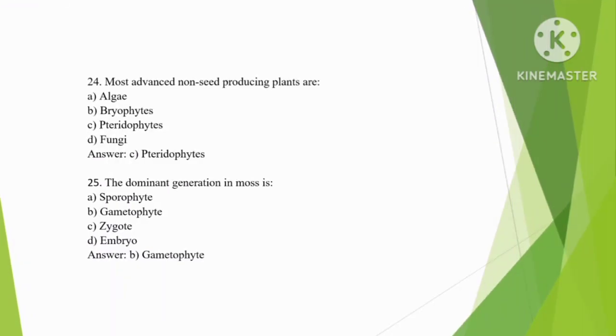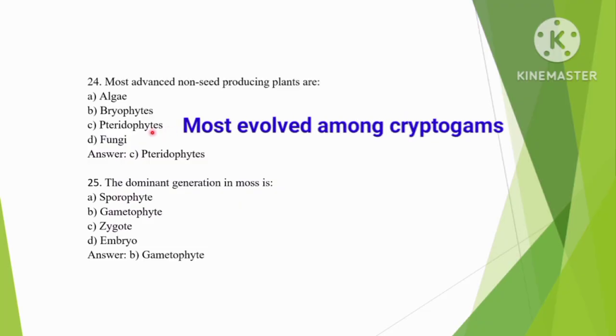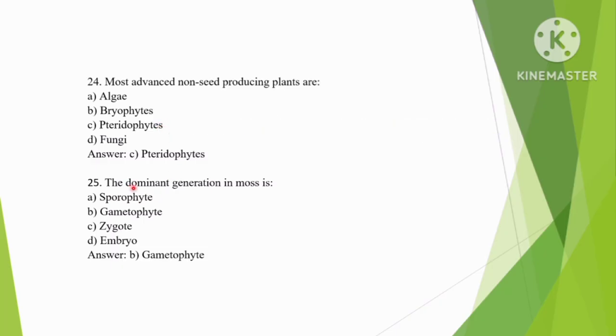Now, question number 24. Most advanced non-seed producing plants are. Right answer is option C, pteridophytes. The pteridophytes have all plant organs, roots, stems, leaves, except the seeds. Thus, they are most evolved among cryptogams. The dominant generation in moss is option B, gametophyte. In bryophytes, where the moss comes, the gametophyte is the longer lived and photosynthetic one. Sporophyte is smaller and dependent on the gametophyte. So right answer is option B, gametophyte.